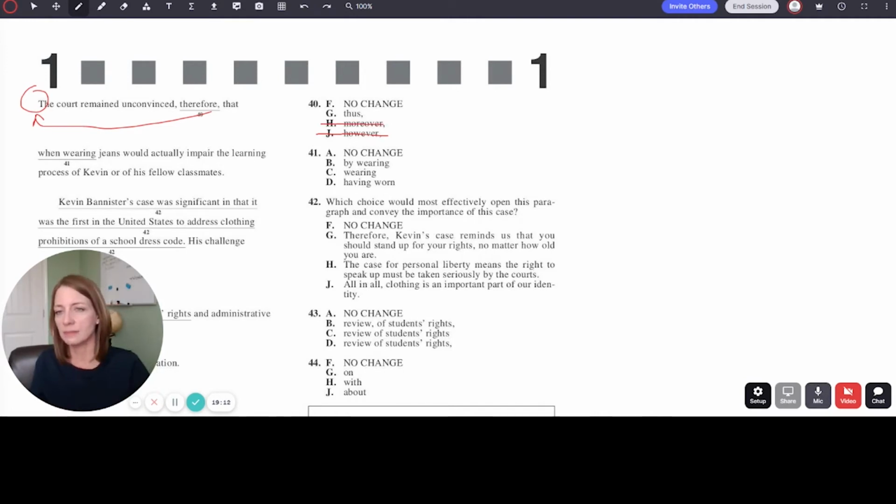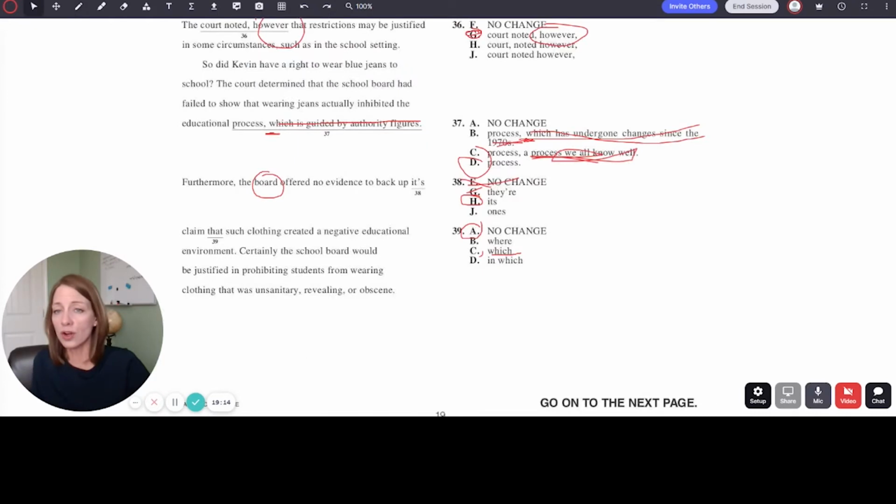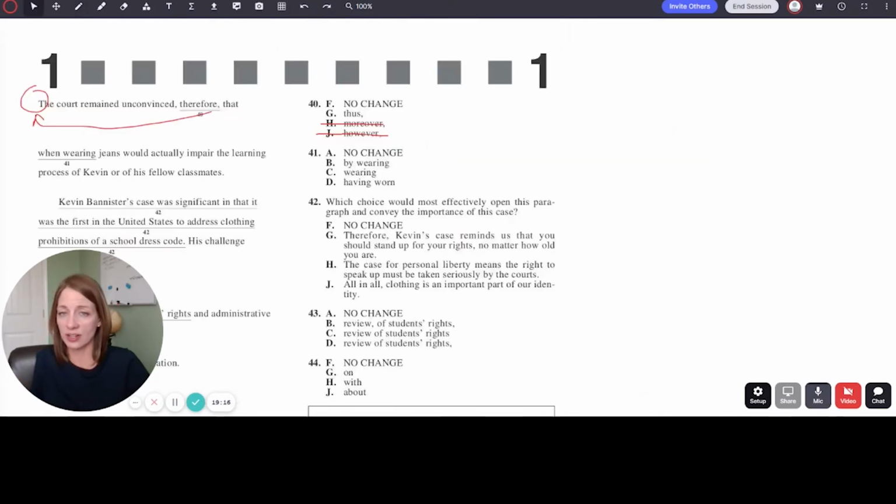This is the board couldn't prove that jeans aren't a good thing. Thus, the court remained unconvinced that wearing jeans would actually impair the learning process. So, to be honest, I'm thinking, is it "therefore" or "thus"?